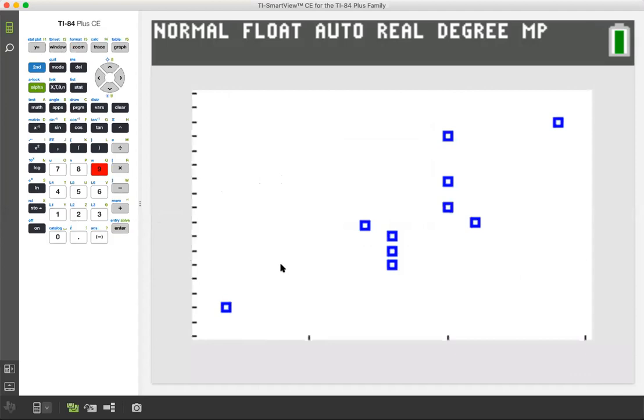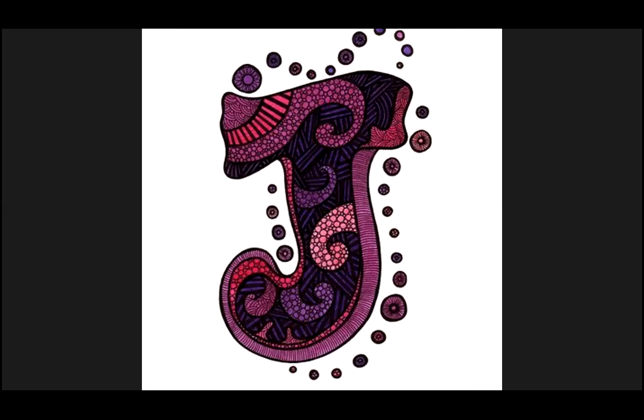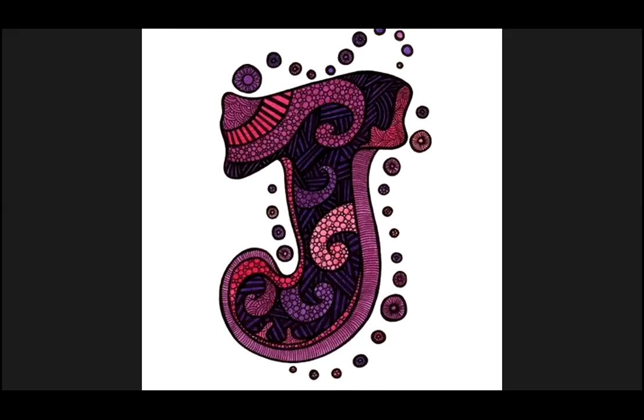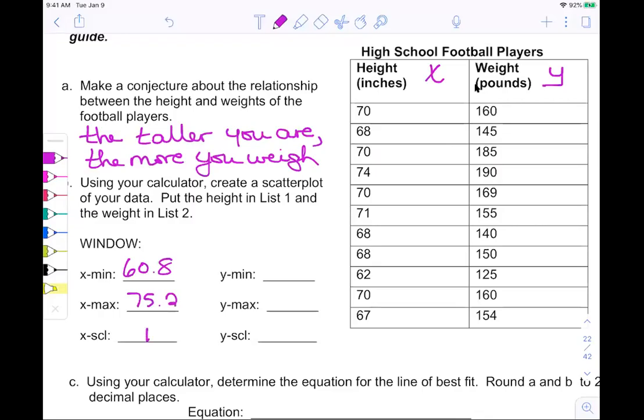Oh, all right. So for the X min, I got 60.8. Okay, for the X max, I got 75.2. And then the X scale, I got 1. Good. And then how about the y values? You're doing great. Y min, I got 113.95. Y max, I got 201.05. And then the Y scale, I got 1. Awesome, nice job. So again, before I move on, does anybody have questions?